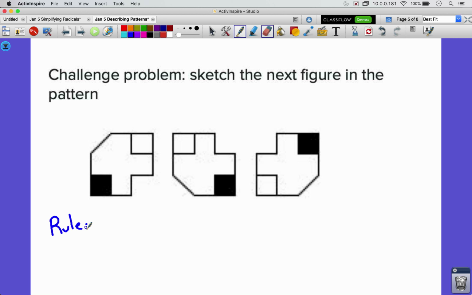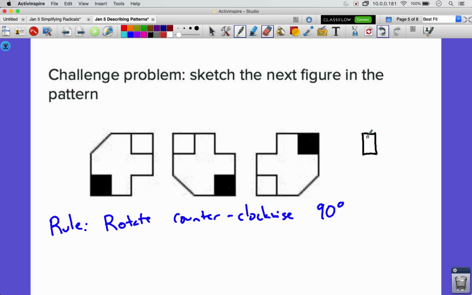So let's write down the rule for this. The rule is it's a rotating pattern, and we're going to rotate counterclockwise 90 degrees each time. All right, as we go from figure to figure, starting at figure 0, then figure 1, figure 2, can we get this next one? So that black dot went bottom left, then bottom right, then top right. Now it's rotating around to top left.